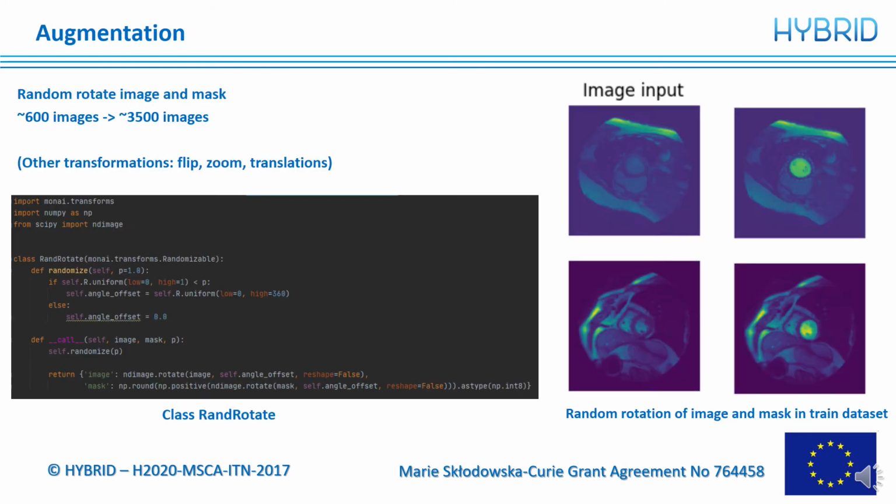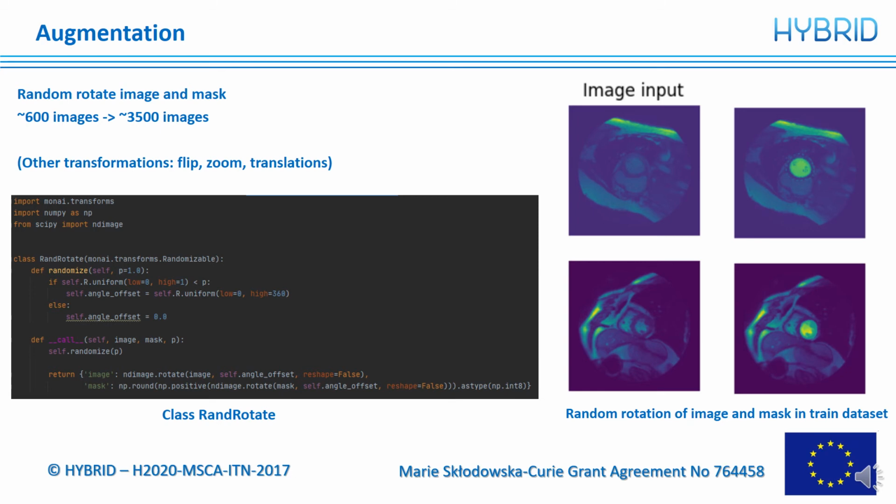In order to improve the performance of the model, we use data augmentation, where synthetic data is created from the original data in the training process. In this case, we use a random rotation of the image and the mask, and so we went from 600 images to 3,500 images. There are other kinds of transformations like flipping, zoom in, zoom out, and translations. On the right, we can see some examples.